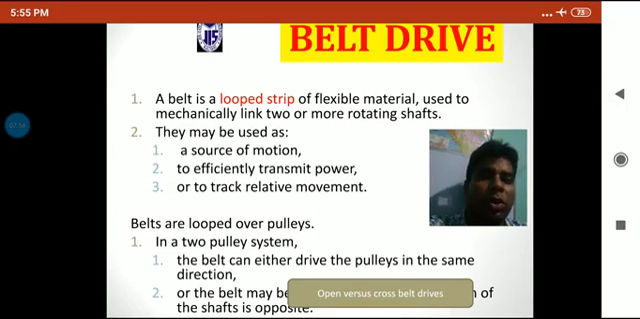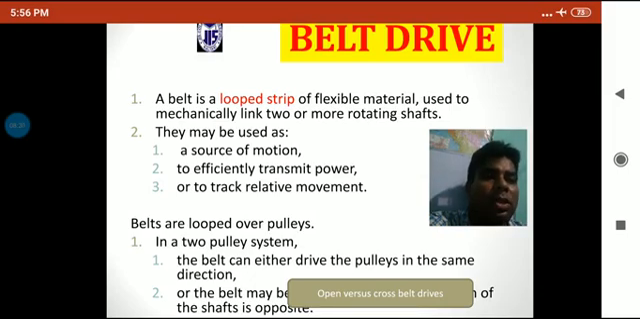Now next point is the coefficient of friction between the belt and the pulley surface drops due to the presence of some accident, and that may happen if we use oil or grease or any other frictional resistance equipment. That is the main criteria of the slipping.